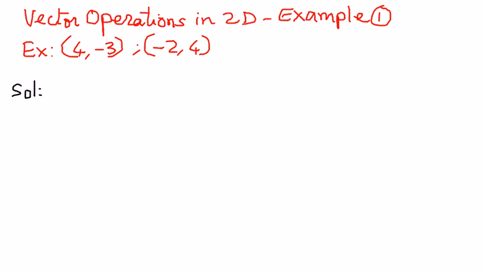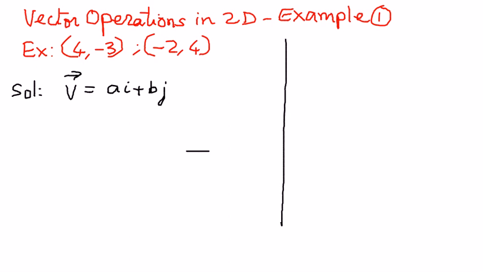The algebraic representation is going to be vector v equals ai plus bj, isn't it? That's what we have seen. Here, a is, before I plug in the numbers, I want to represent the initial point and terminal point in graphical manner, and the way to do that is as follows.